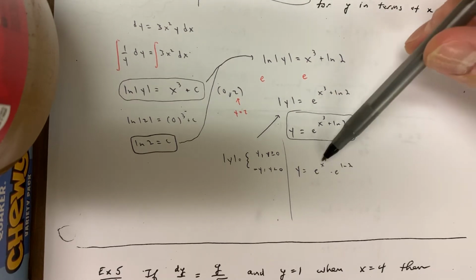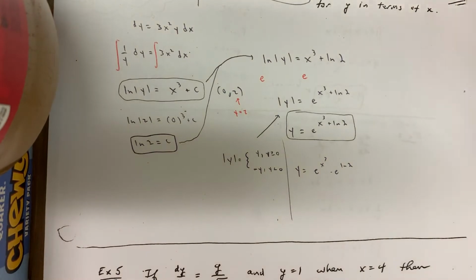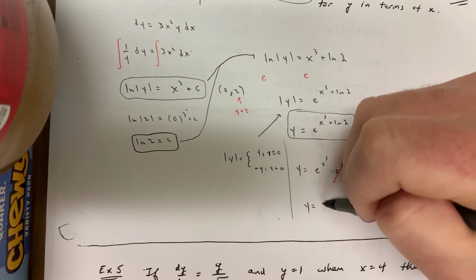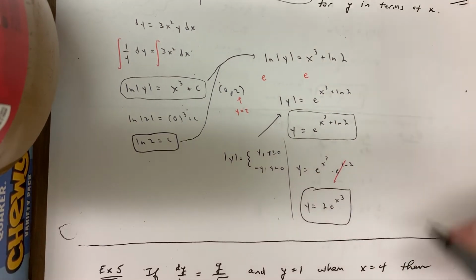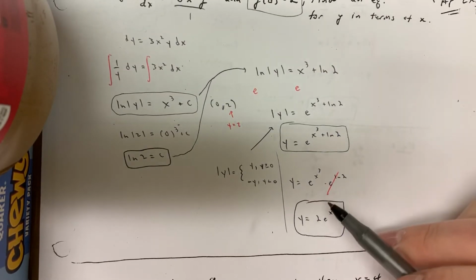If you multiply like bases, you add exponents, so you'd end up back here. But now we know e to the ln 2 is just equal to 2, and you could actually put that 2 in front. We end up with y is equal to 2 e to the x cubed. And that's the way they'll have it written in multiple choice. Part 2, you don't have to worry about this. You could leave it here, but get used to this, okay?